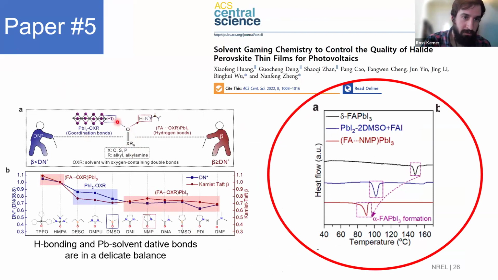war between solvating lead, which is what we always think of, right? We add strongly coordinating solvents to lead to slow down crystallization. And it turns out that a lot of them actually H-bond to the A-site cation. So they outline this here, a donor number as a measure of coordination strength to lead, and then that Kamlet-Taft parameter is a measure of H-bonding strength.